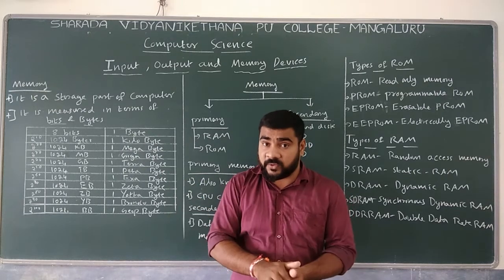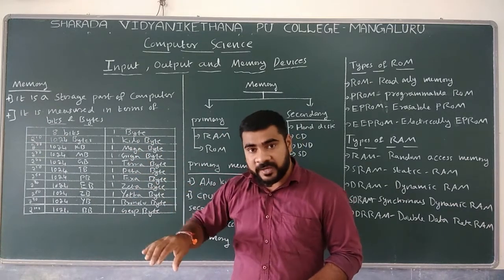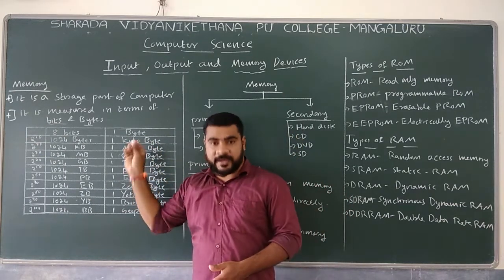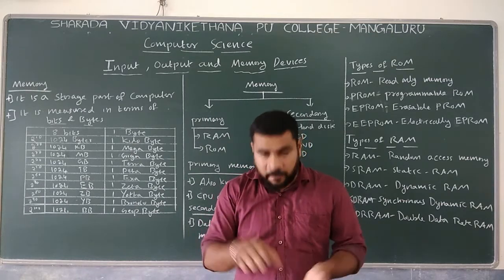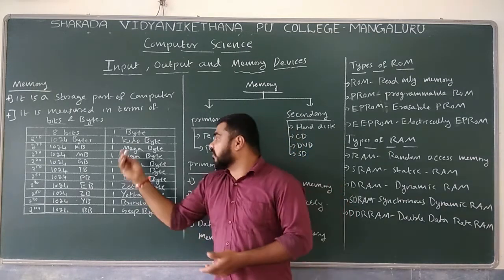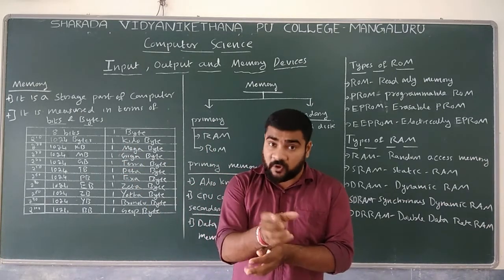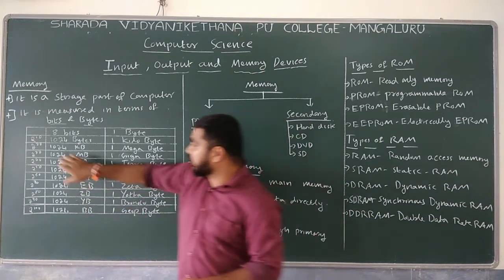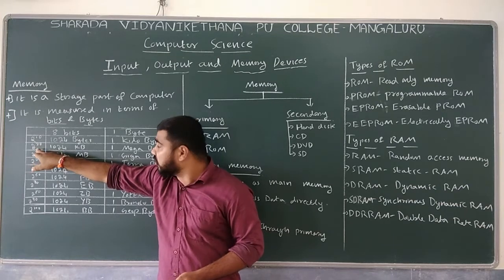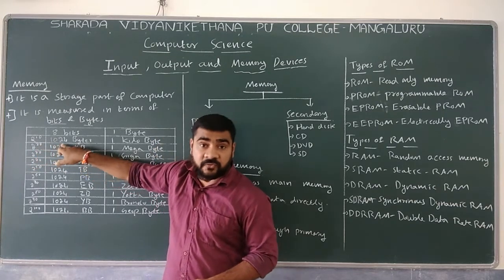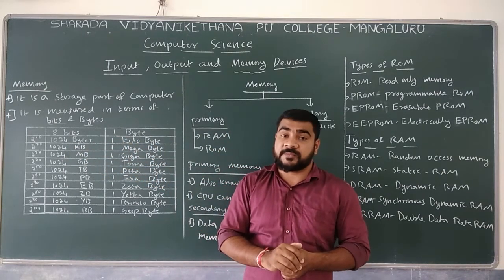1024 bytes, or 2 raised to 10 bytes, if you combine together, will make 1 kilobyte, normally written KB. Then 1024 kilobytes, that means 2 raised to 20 bytes, if you combine it, will create 1 MB, that means megabyte.